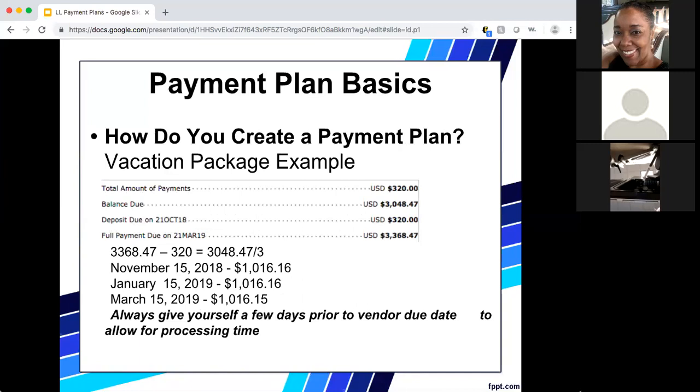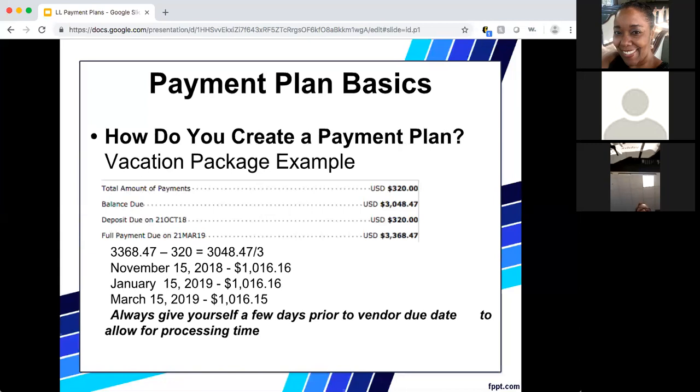I did a screenshot of a vacation package that I booked, because often when someone sees this, the vendor may give you a deposit date and then give you a final payment date. Depending on how far out they're booking, you then can look in there and create a payment plan for your client.